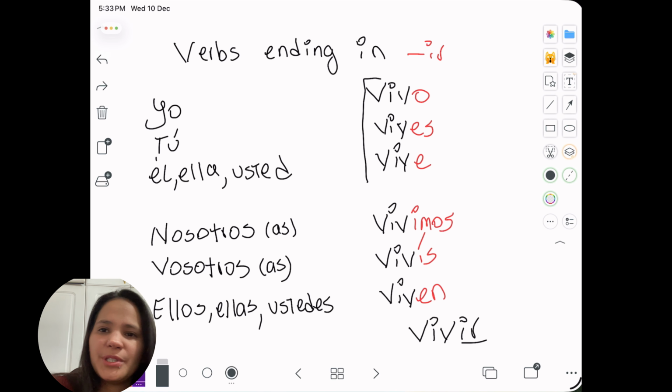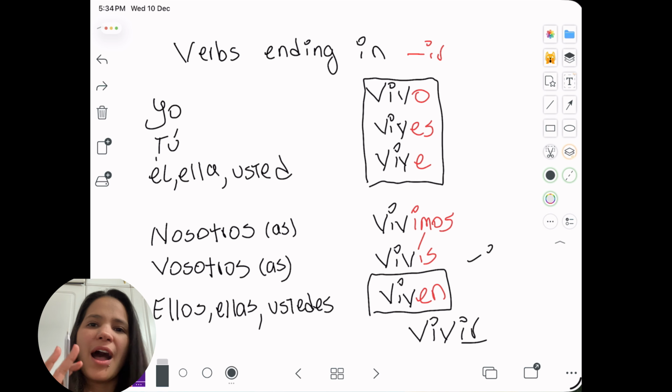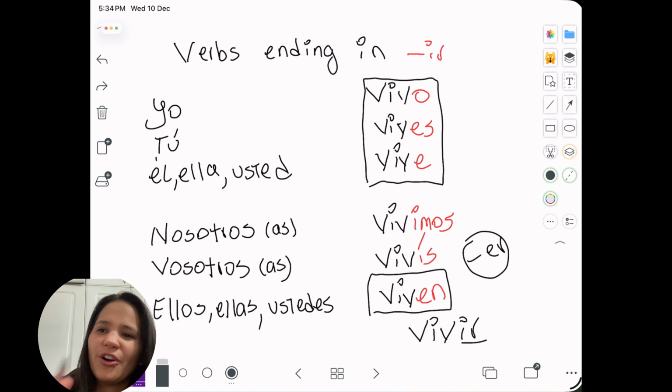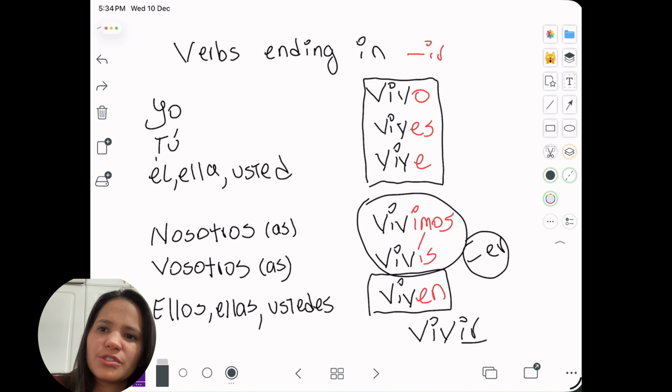Okay, so if you notice, the first three conjugations and the last are the same as the verbs ending in ER, which is very helpful because if you learn the verbs ending in ER, then you already have the conjugation for verbs ending in IR, with the exception of nosotros and vosotros.